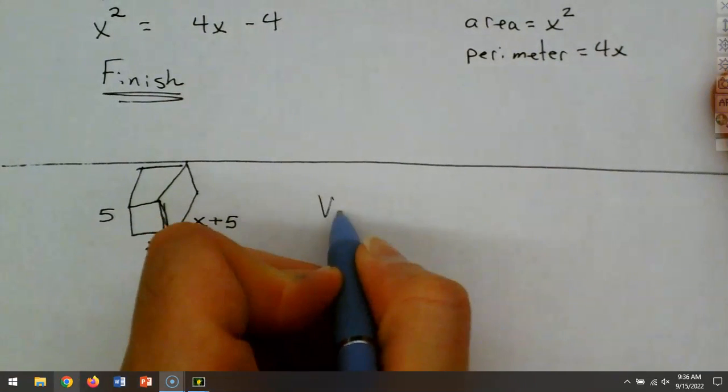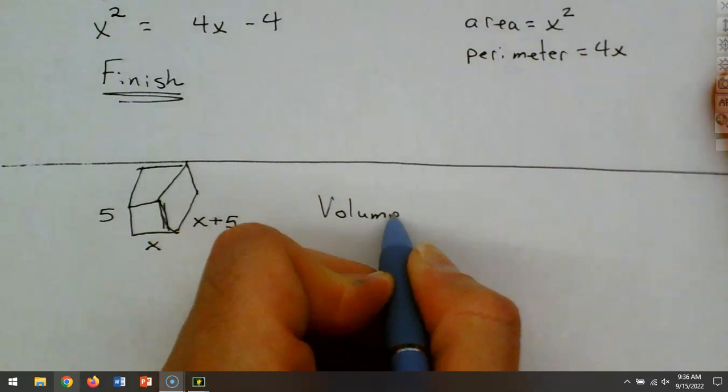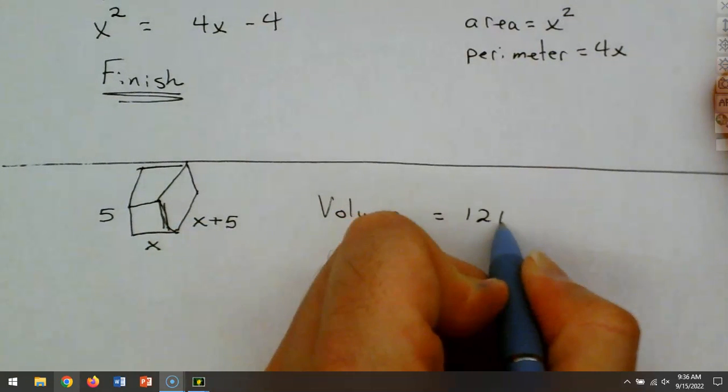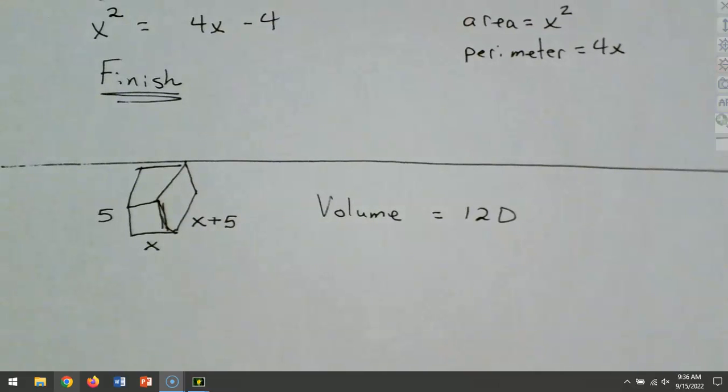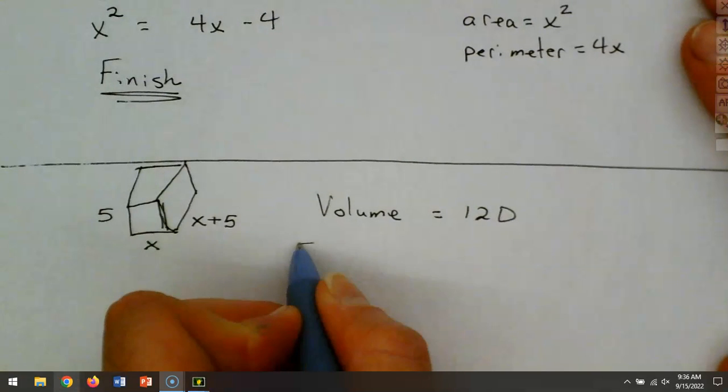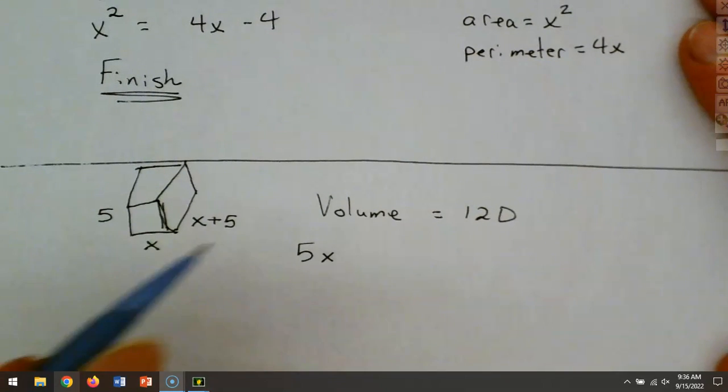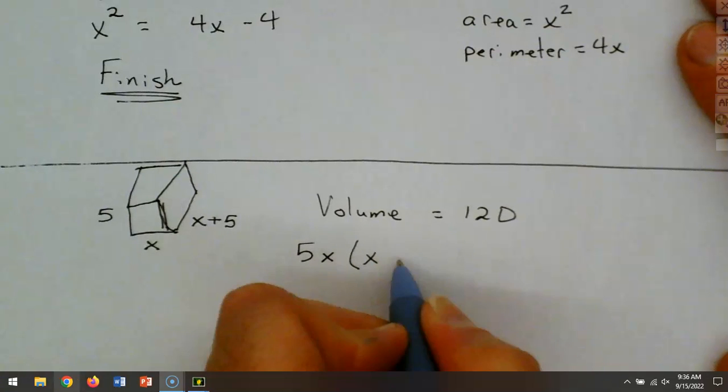And we know our volume is given to be 120. And what is the volume calculated? When we calculate out the volume, that's the length times the width times the height. So we're going to multiply all these together, and that's going to give us now our volume.